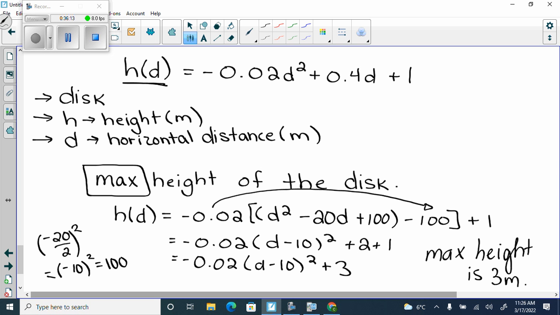I could have asked you, what horizontal distance does it get to when it approaches the maximum height? What would it be? 10 meters. So it takes 10 meters horizontally to reach the maximum height of 3 meters. That makes sense? So depending on which one it's asking you for. But when it says maximum in a problem, it screams, complete the square!